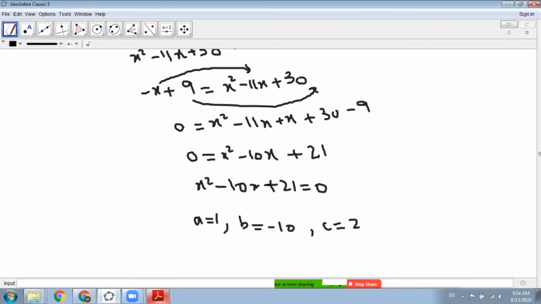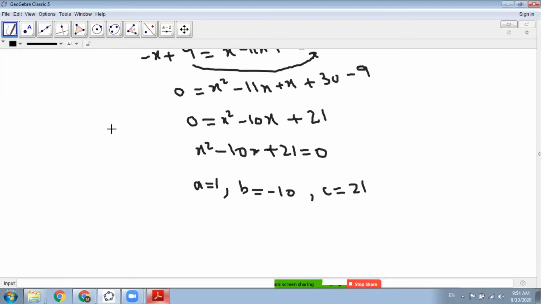So after getting the equation in standard form, we note the value of a, b, and c. Now we apply the quadratic formula. We write the quadratic formula, then we apply the values in the quadratic formula. So the quadratic formula is x equals to minus b plus minus under root b square minus 4ac over 2a.